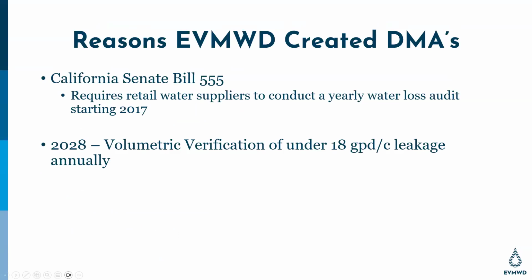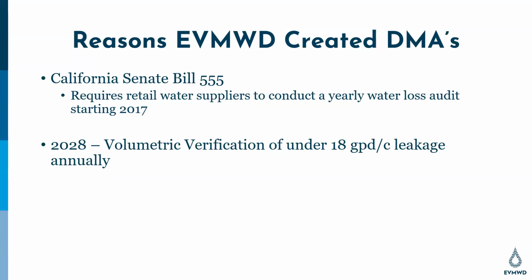Some of the reasons that we created DMAs, and they are not the only reasons, include the good old California Senate Bill 555. This bill requires retail water suppliers to conduct a yearly water loss audit starting in 2017. So we all know the regulatory compliance components associated with that. Everybody has their own, and they want you to do leak detection, things like that.